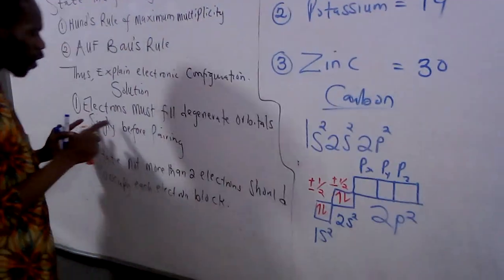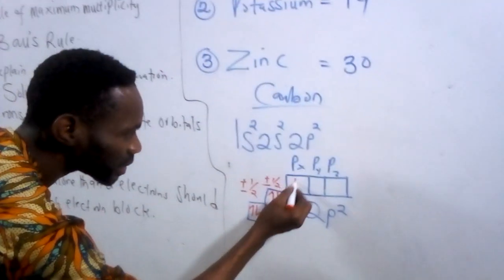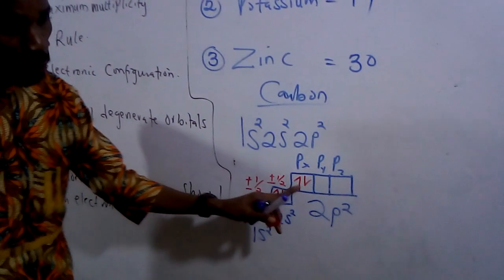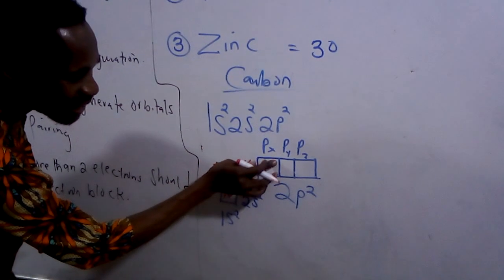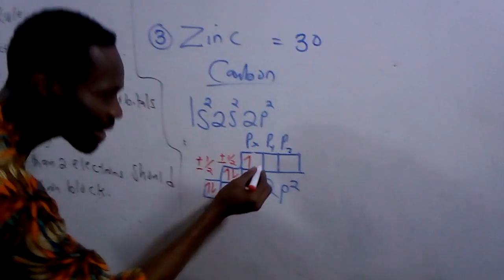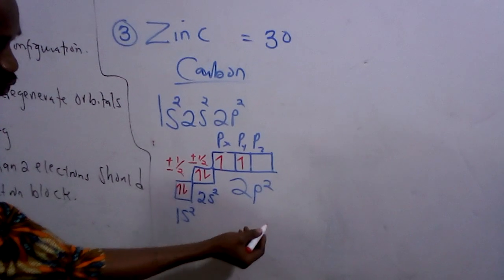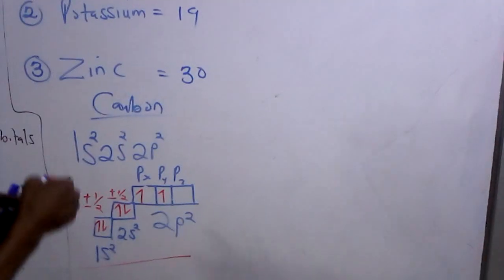Because if you obey Aufbau's principle by saying that not more than 2 electrons, you will do something like this, and if you do something like this, you are wrong. You have not obeyed Hund's rule, you just obeyed Aufbau's principle. So therefore, to fill this, you attend to it singly and you take the next electron to come here. So what I have here now is the electronic configuration of carbon. Let's take a look at potassium.